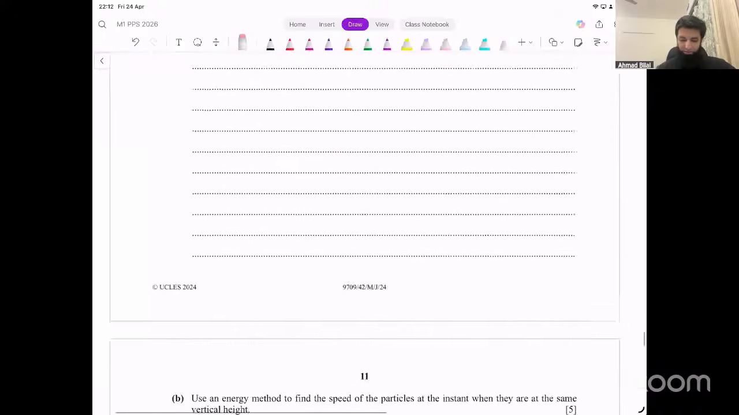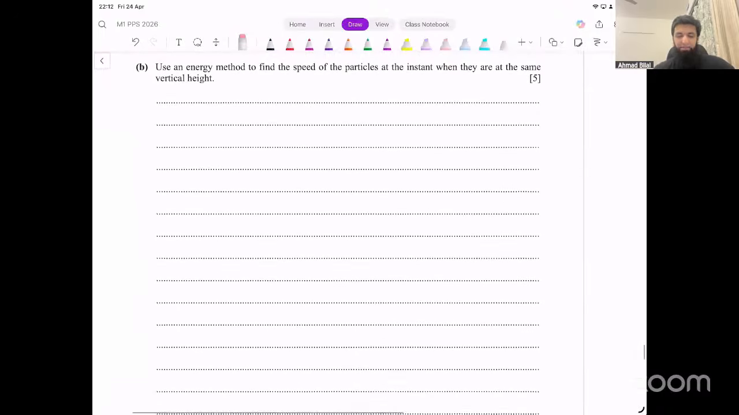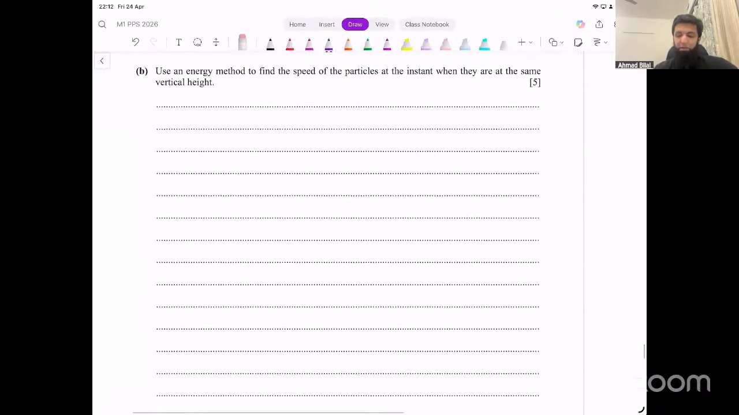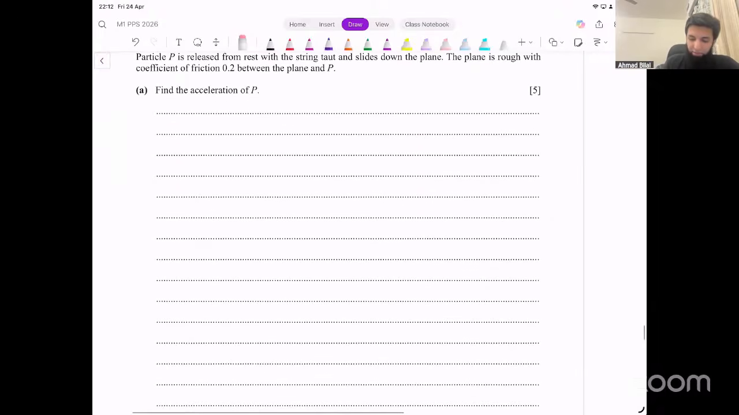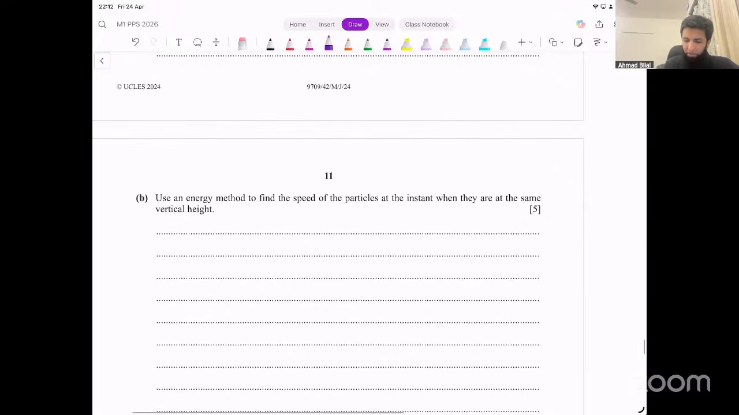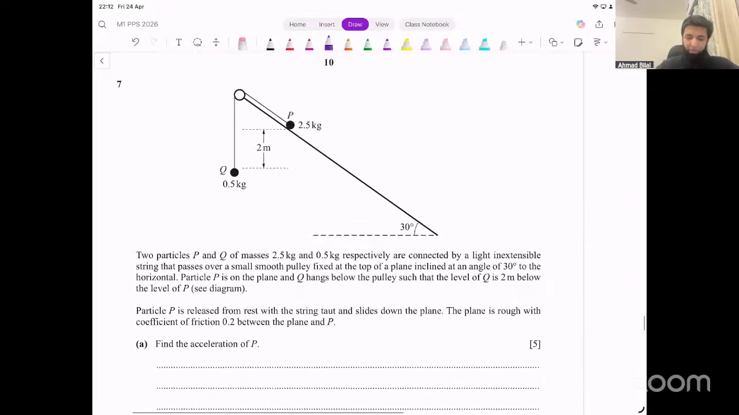Question 7 part B. It says use an energy method to find the speed of the particles at the instant when they are at the same vertical height. How do we think about this now? Can you tell me the answers for the first part? Okay, thank you. A equals 1.06 and T equals 5.53. Okay, tension we will probably not need in this case.